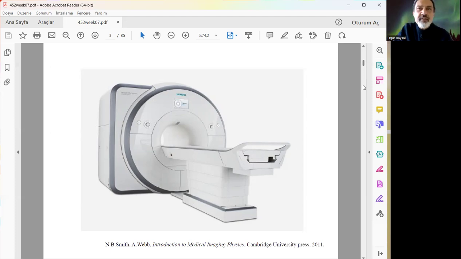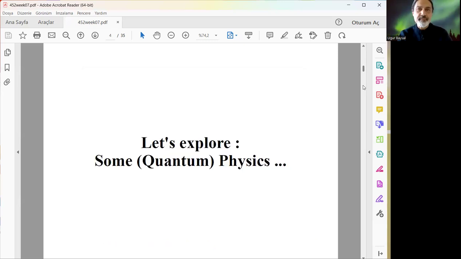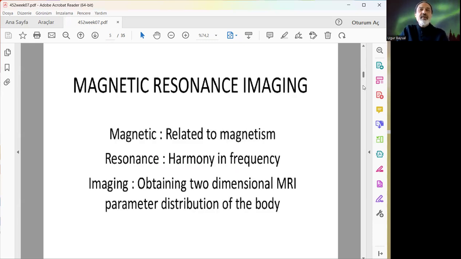Actually, it's a non-ionizing radiation. This is very safe, but its magnetic field and electrical systems require very special handling and caution during the usage of the system. First, let's explore some physics because some of the system's properties depend on quantum physics.